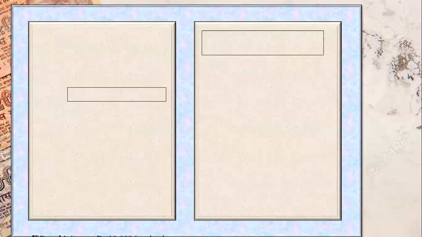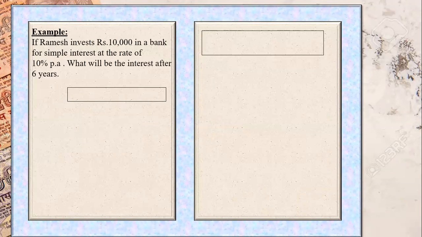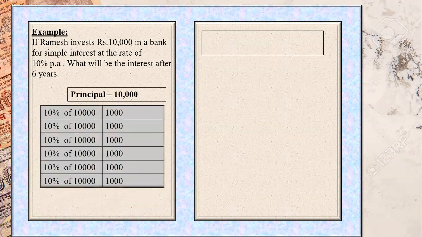So now let's take a simple example. If Ramesh invests rupees 10,000 in a bank for simple interest at the rate of 10 percentage per annum, what will be the interest after 6 years? Since we know every year the interest will be calculated only based on the principal, the first year it will be 10 percentage of 10,000, which is 1,000. Second year also it will be 1,000. Third year also it will be 1,000. So for 6 years it will be 6,000 rupees as our interest.